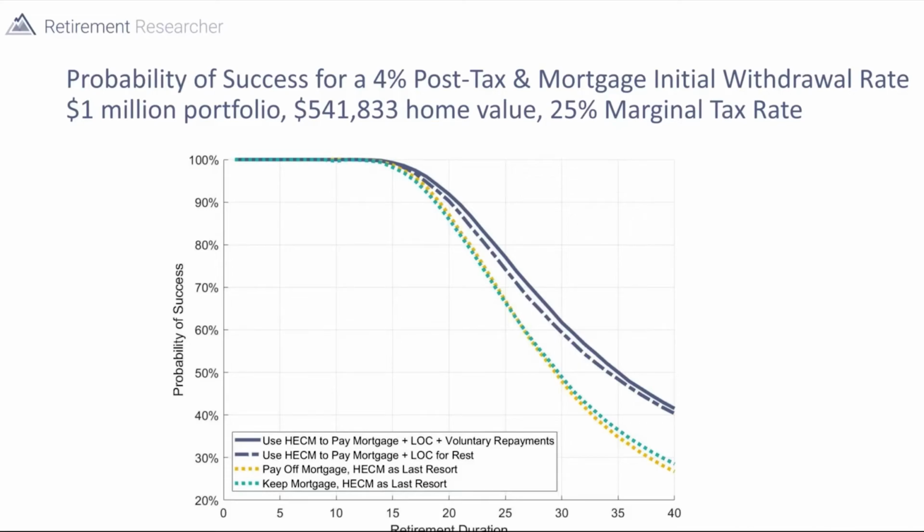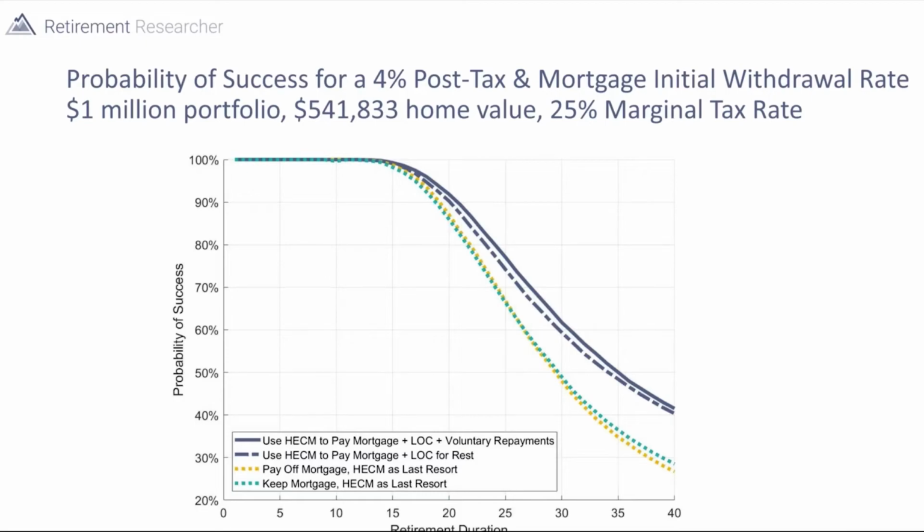So you then have line of credit growth instead of loan balance growth to help you later in retirement as well. Making those voluntary repayments comes out in first place. Slightly behind it is refinancing the mortgage into the reverse mortgage and never making a voluntary payment. You just let it ride and you use that line of credit in the same way, where, again, if the portfolio depletes, then you draw from the line of credit.